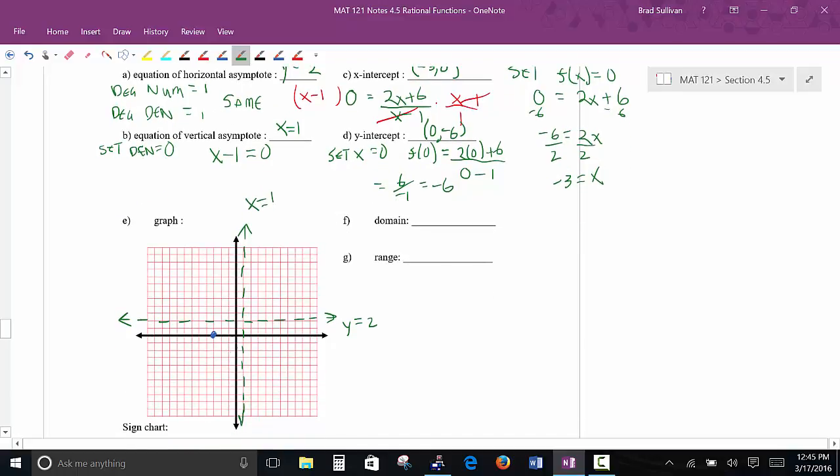So on this problem, you want to go down to negative 6. 1, 2, 3, 4, 5, 6. So I think I'm there. And then we got it. Okay, like that. So we got asymptotes and we got 2 points.